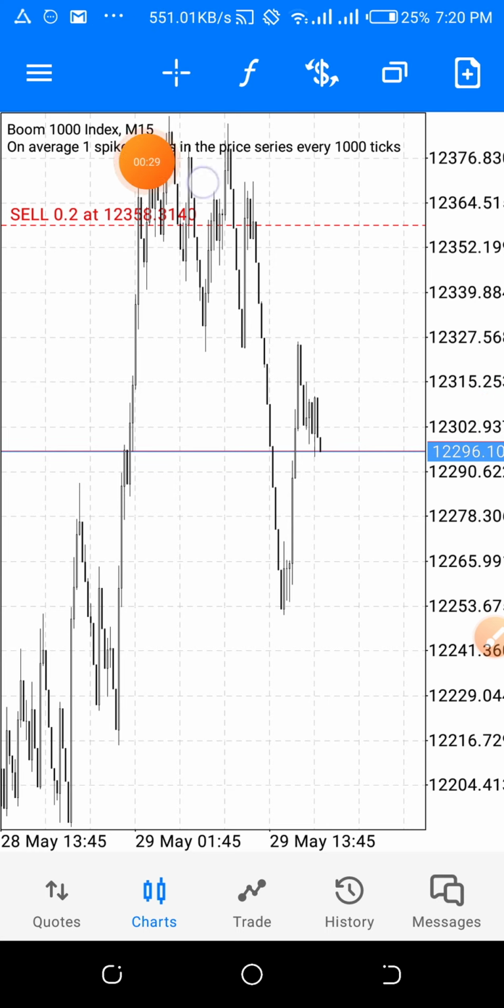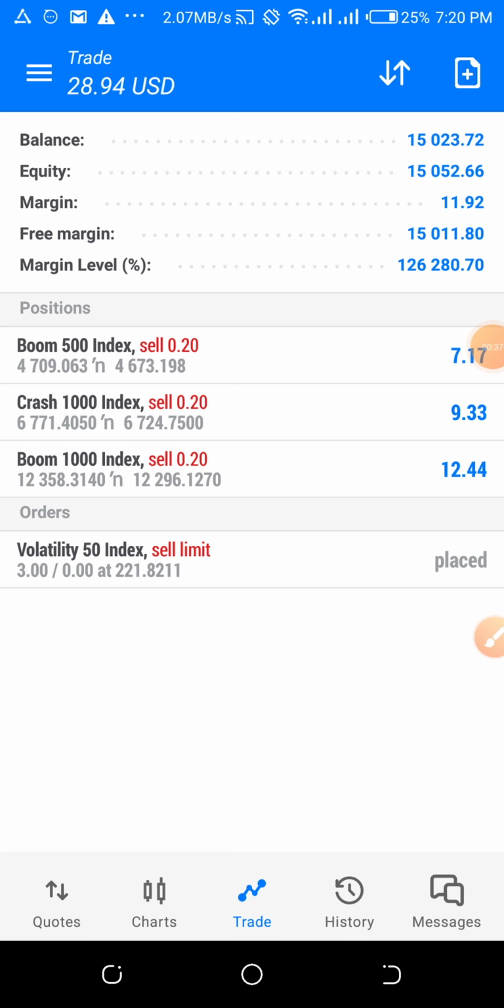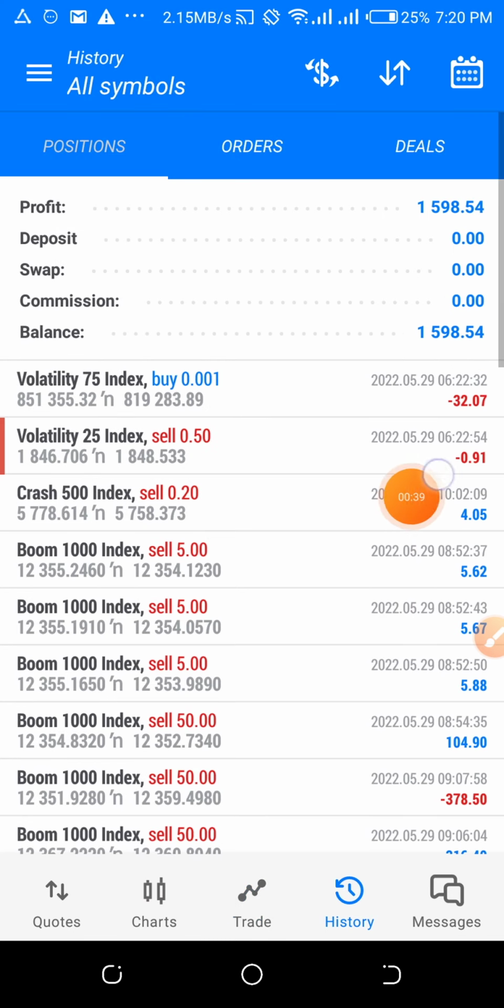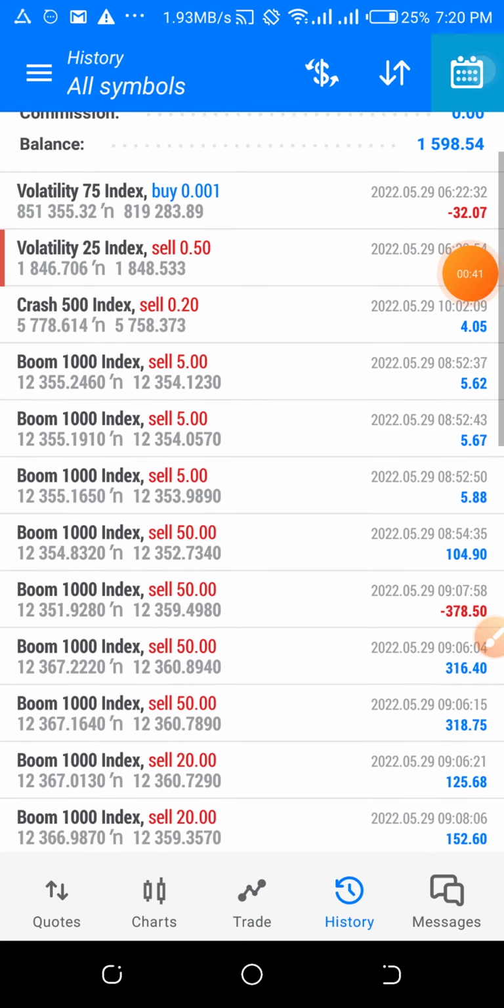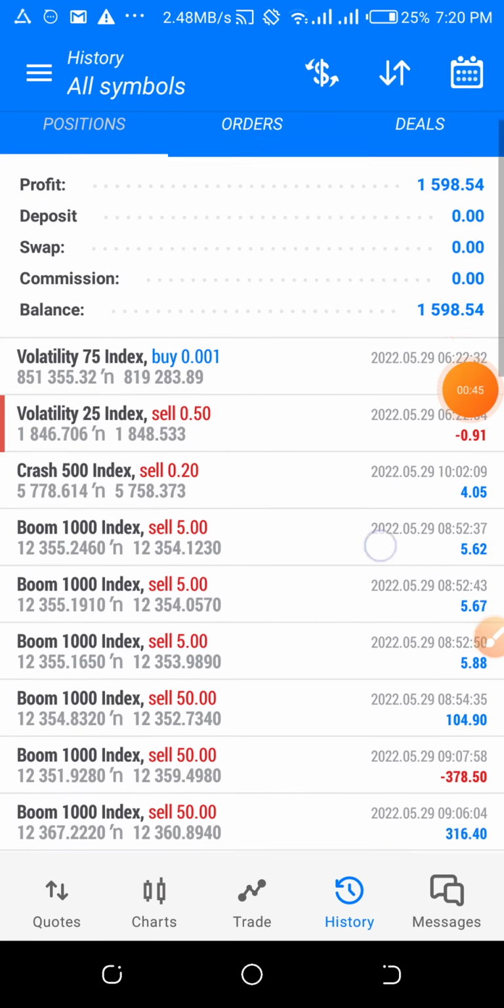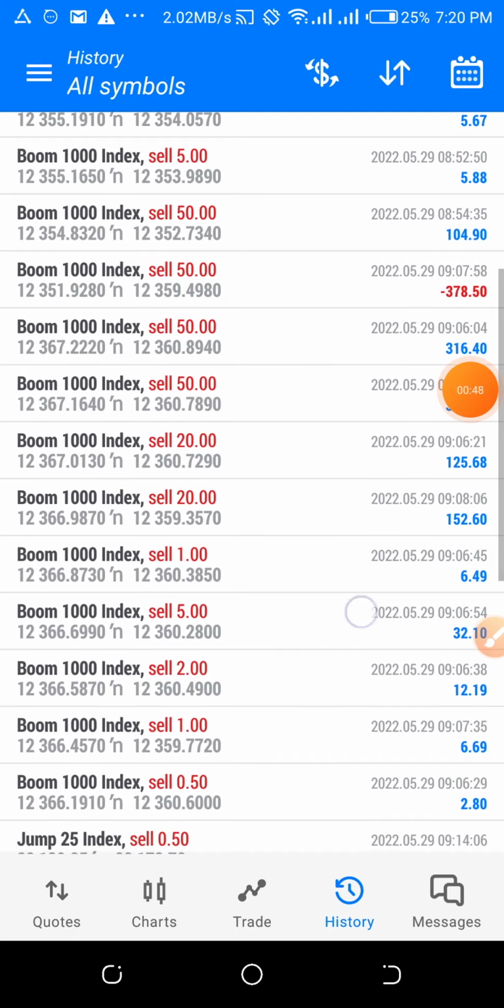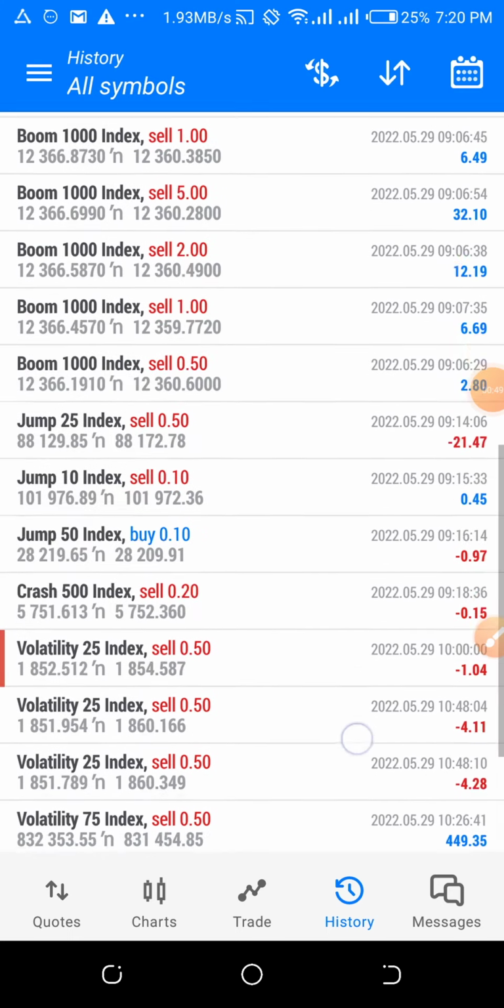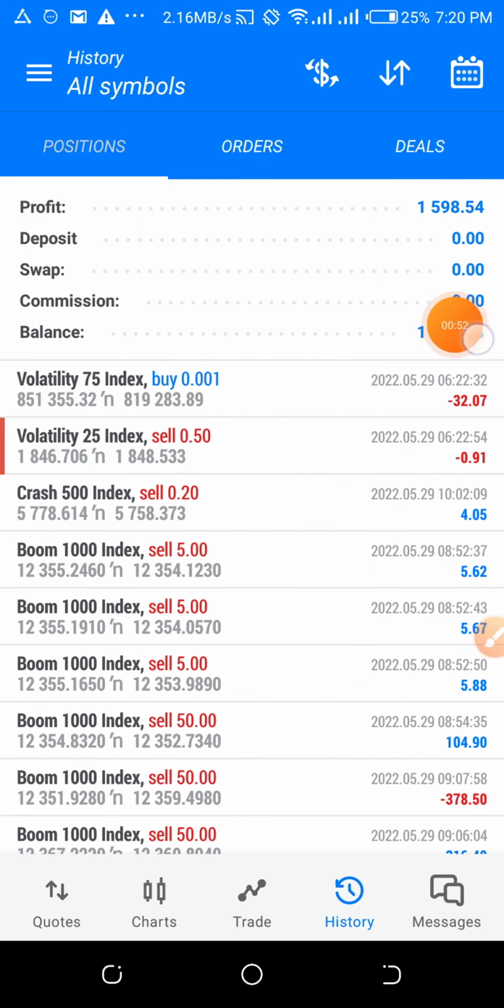This is one of the open trades I have, Boom 1000. I have closed most of my trades today. You can see this is an ongoing trade, and this is today's profit. You can see we had some losses, but we are profitable. This strategy is working perfectly fine.